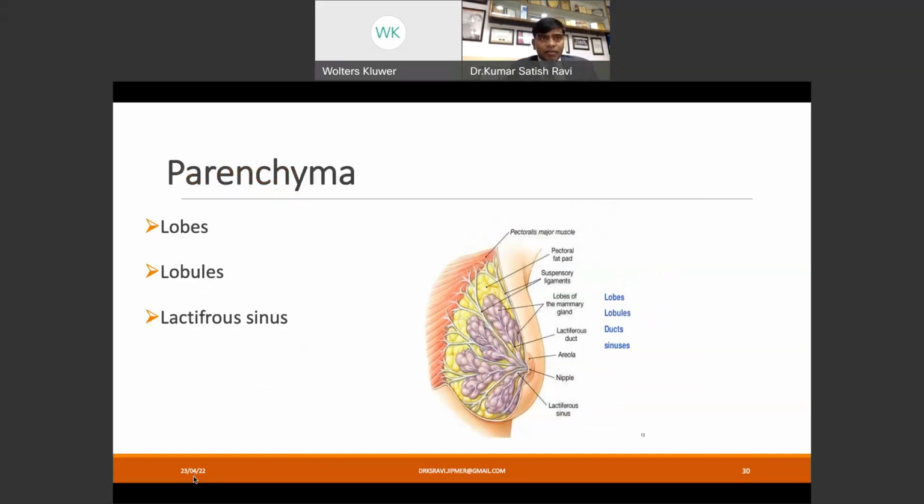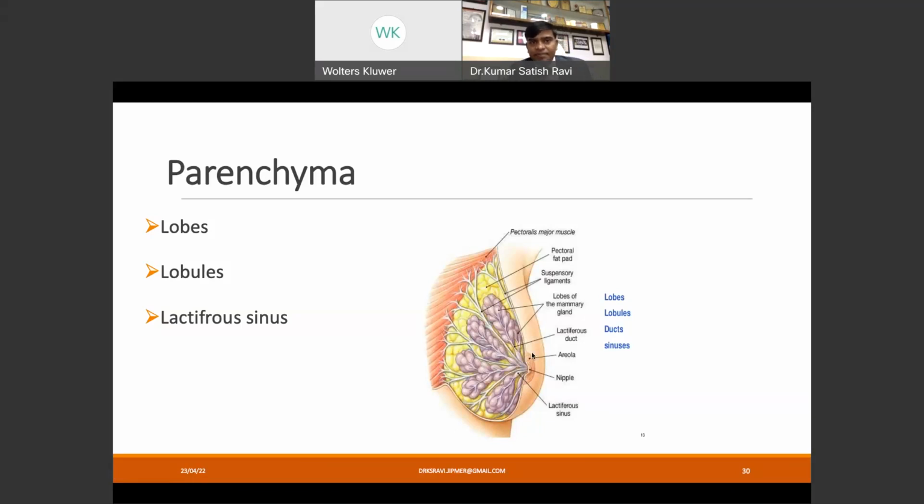Now when we see over here, you can appreciate the pectoral pad, or the fat pad. This forms the bulk of the breast, and it is distributed all over the breast, beneath the nipple and areola, everywhere, as you can see in this diagram. The parenchyma of the breast is a compound tubuloalveolar gland, and it secretes milk. It is divided into 15 to 20 lobes which are arranged in a radial fashion like the spokes of a wheel, right?